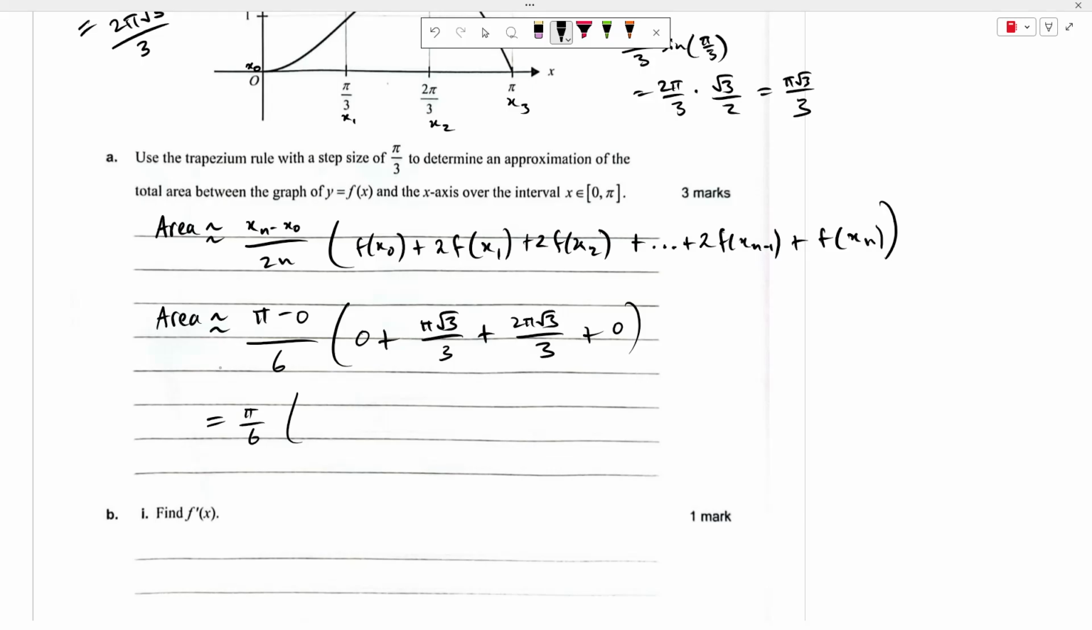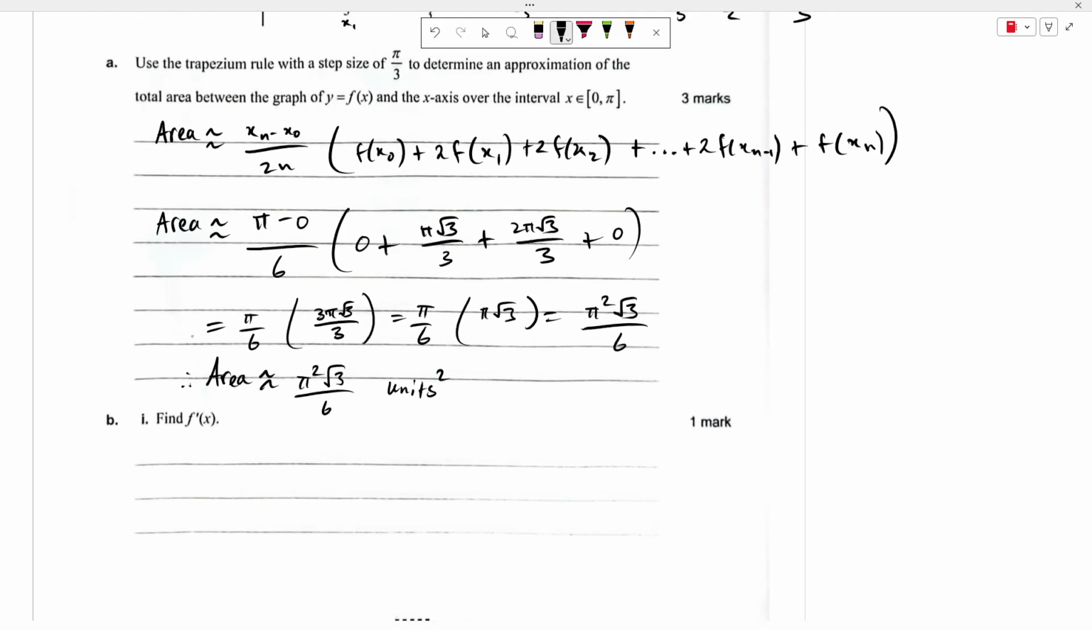So we're going to get pi root 3 on 3 plus 2 pi root 3 on 3. That's going to be 3 pi root 3 on 3, which is pi root 3. Okay, so we're getting pi squared root 3 on 6. So the area is approximately pi squared root 3 on 6 units squared.